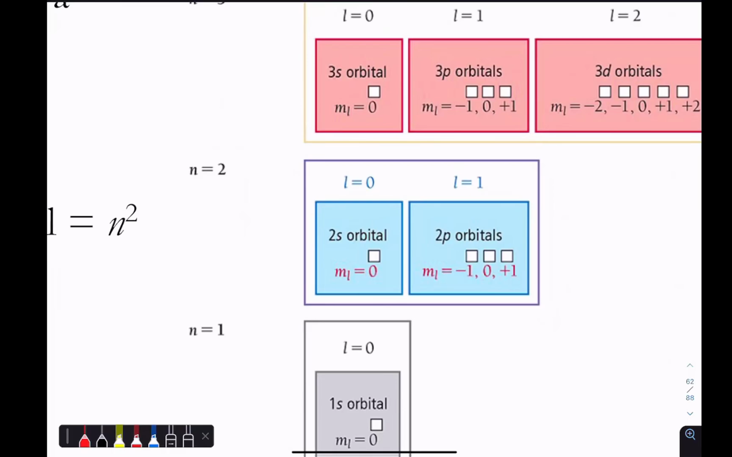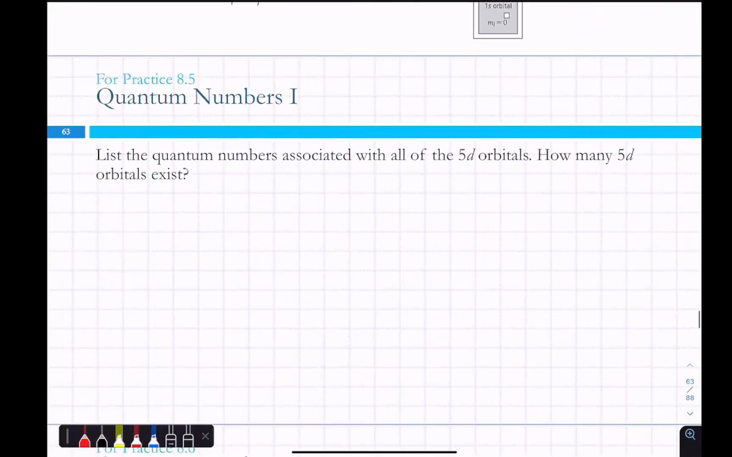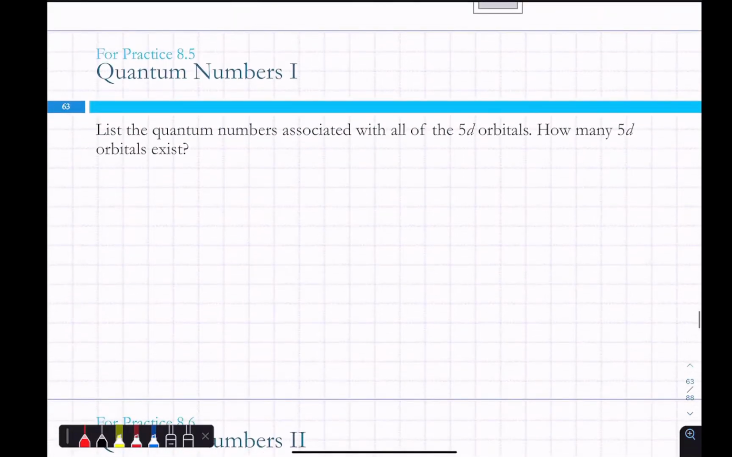Yeah, just like the orbitals in Chem 20. So these are different descriptors for those same orbitals, essentially. Parameters of the Schrodinger equation. All right, so list all of the quantum numbers associated with all of the 5D orbitals. How many 5D orbitals exist?